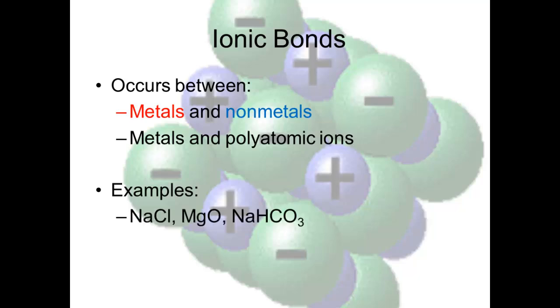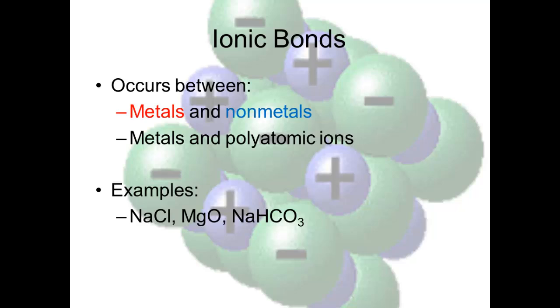Some examples of things that are ionic compounds. NaCl we already listed. Which part of that is the metal, by the way? The sodium. Magnesium oxide. Magnesium is the metal. Oxygen is the nonmetal. And then the last one, NaHCO3. Any idea what that is? I guarantee that most of you have it in your kitchen. You're close. It's baking soda. And sodium bicarbonate is what that's called.